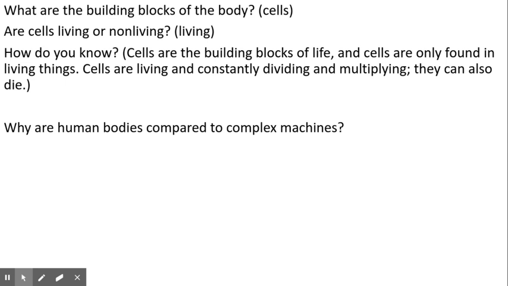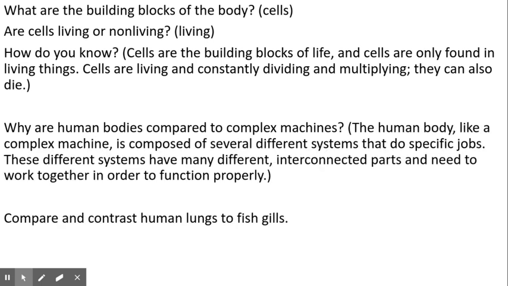Why are human bodies compared to complex machines? The human body, like a complex machine, is composed of several different systems that do specific jobs. These different systems have many different interconnected parts and need to work together in order to function properly.